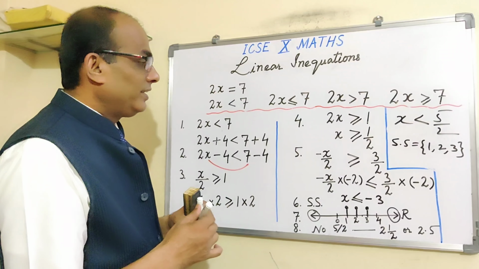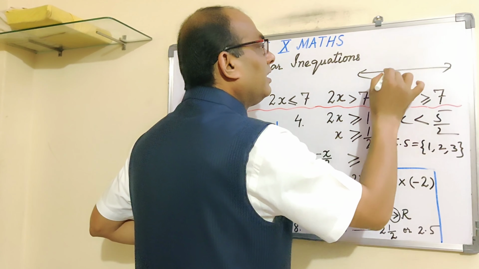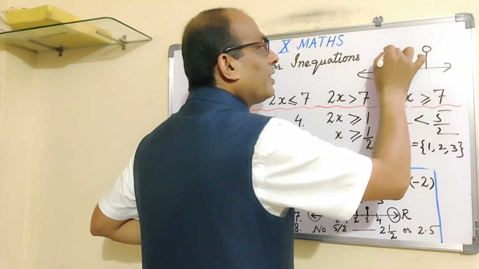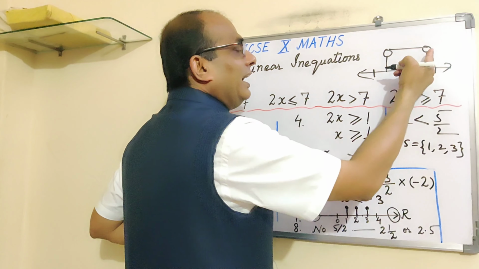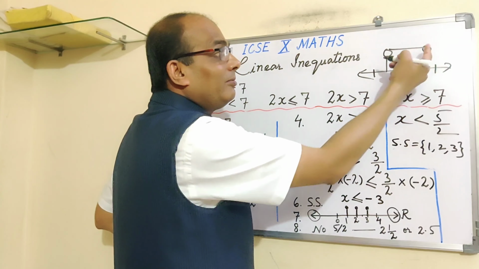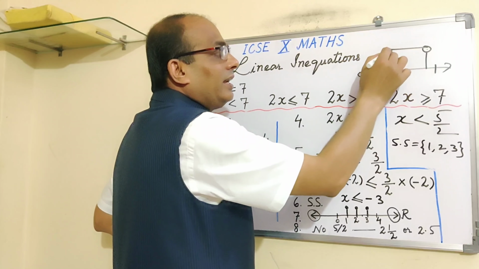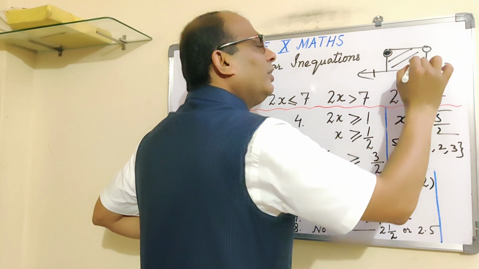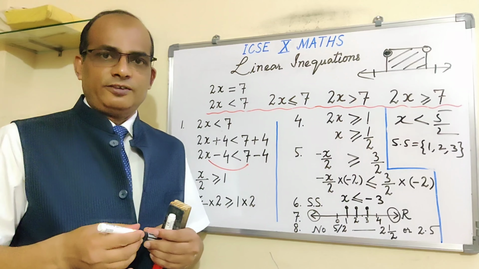In that case, you have to shade the entire region like this. Suppose 1 is here, 1 is here, and then one extra number, and then you shade. If this is less than or equal to, then you have to shade this. If it is only less than, then you keep it blank. This side also, if it is greater than or equal to, then you shade it, and you take the entire region like this. All these things I'll explain when I solve the question in my next video.